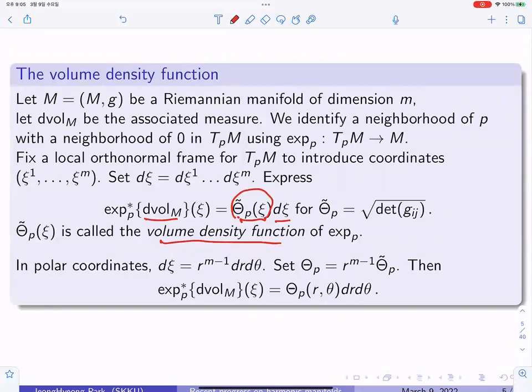Using this, the exponential pullback of the volume form is theta dr d theta. D theta is the volume element of the sphere. Then the volume density function in the polar coordinates and the rectangular coordinates becomes this one.